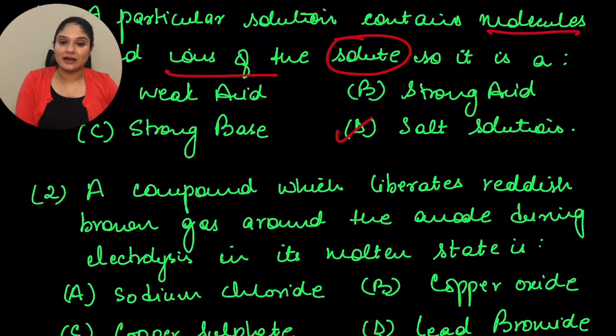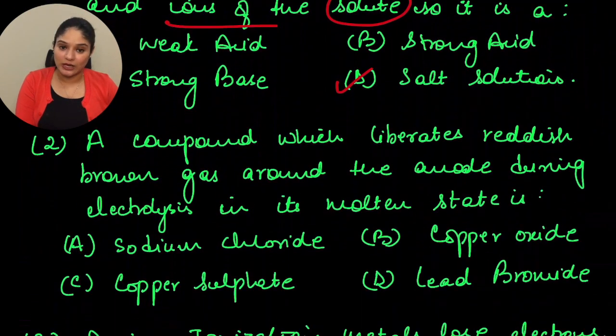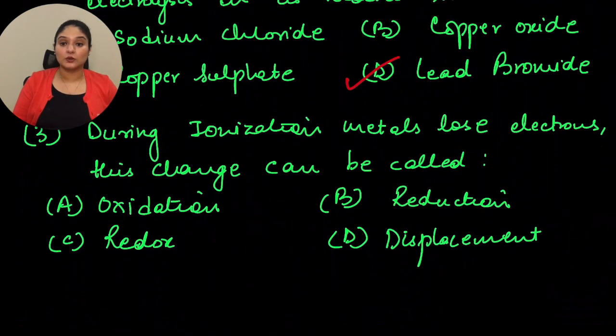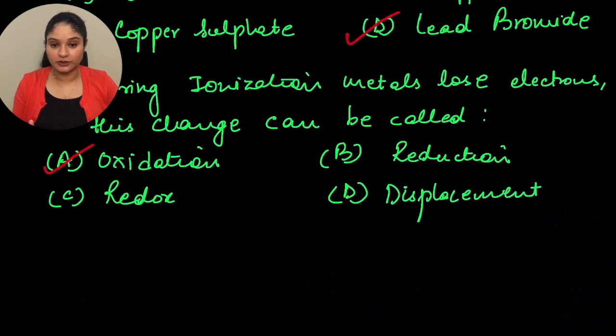The next question is, a compound which liberates reddish brown gas around the anode during the electrolysis in its molten state is what? When you have molten state and you're talking about anode, it liberates a reddish brown gas. You're talking about lead bromide. Let's move to the next one. During ionization, metals lose electrons. This change can be called what? When they lose electrons, this particular case is known as oxidation. Okay, students, so that particular case is oxidation.